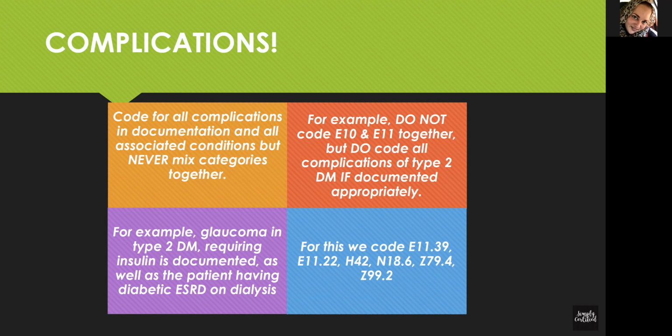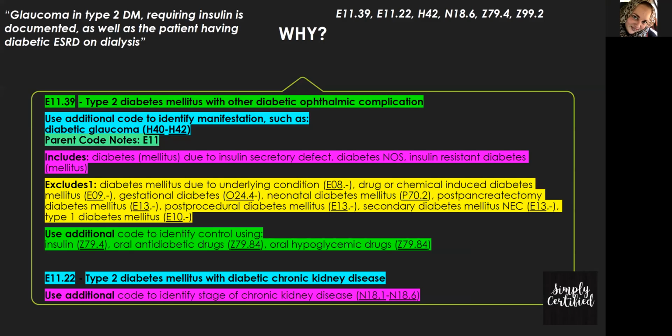That's a lot of codes there, right? So for this, we code E11.39, E11.22, H42, N18.6, Z79.4, Z99.2. And I know I just rattled those off really fast, but you're going to see why in just a second, because I'm going to break it down slowly. So I copied the documentation and I copied the coding here, and now I'm going to explain it in pretty little codes.